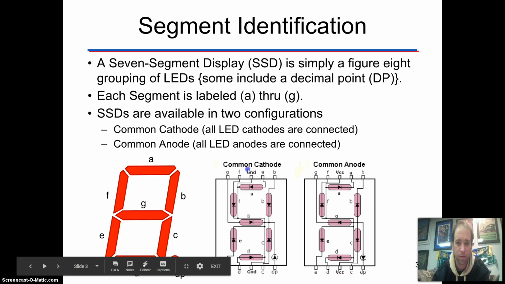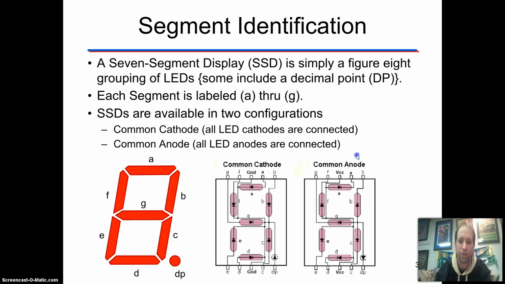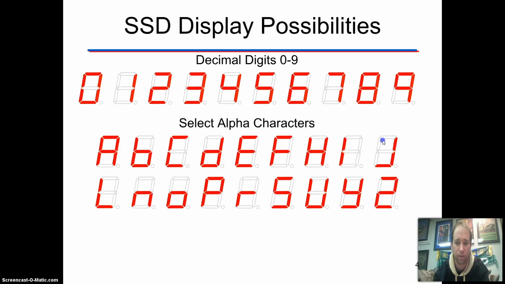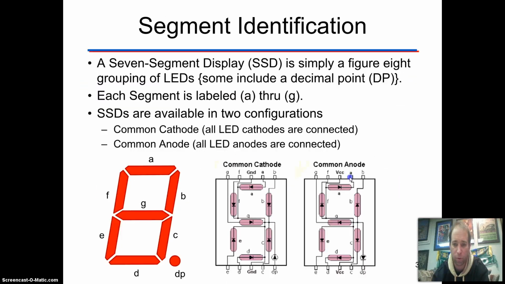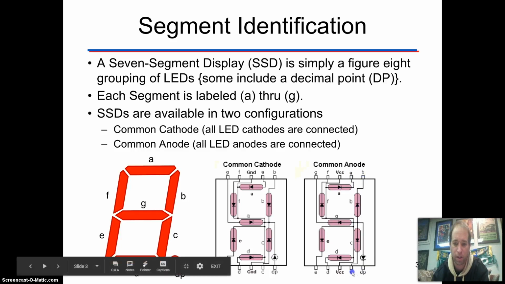So there are 2 types: a common cathode and a common anode, and I'll explain that in just a little bit. When you want to light them up, you would wire them. So A goes here, B is here, C, D, and down here is for power if you're using common anode, and for common cathode, you would put your ground right here.